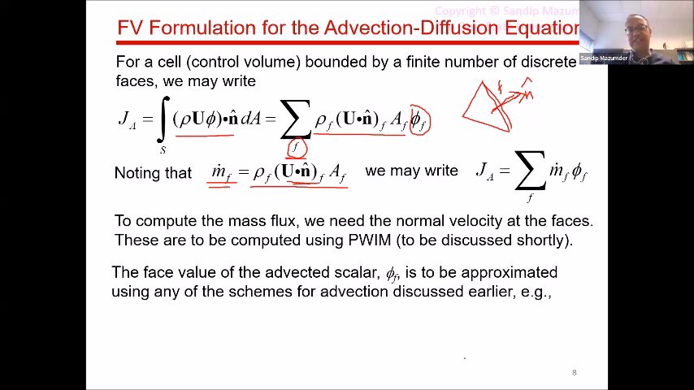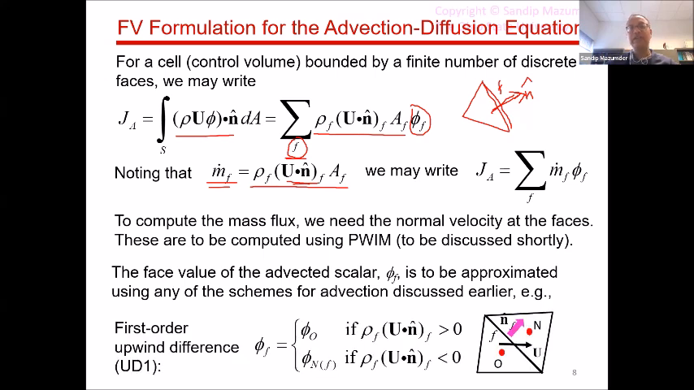The face value of the advected scalar is to be approximated using any of the schemes that we have discussed earlier. For example, if you use first-order upwind, then we know that the advected scalar phi f at the face is equal to phi naught if U dot n is positive, and phi n if that is negative. Now rho f, of course, whether you keep that or not doesn't really matter. It's a positive scalar quantity. So bottom line is, if the normal component of the velocity is positive, then you use this value for the face value. If it is negative, then you use this value for the value at the face. This is simple first-order upwinding.